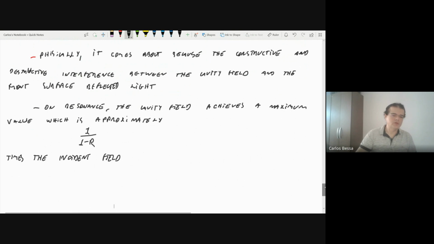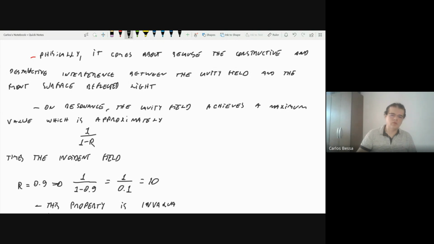In this expression here, 1 minus 0.9 is 0.1, so 1 over 0.1 is 10, the maximum. And this is the most important. So this property is valuable for cavity QED.